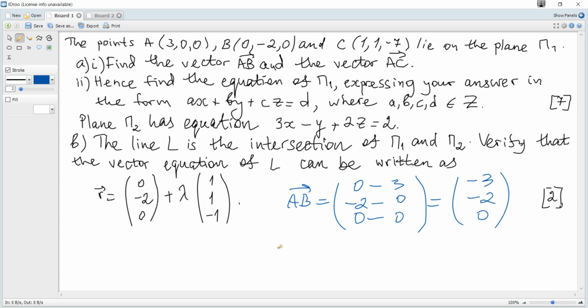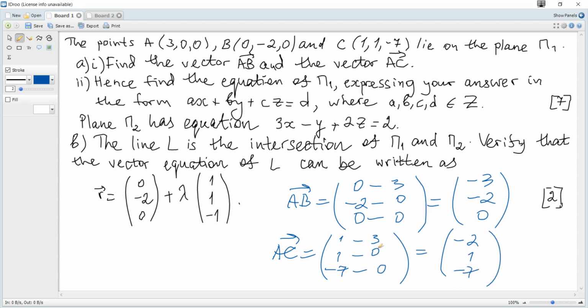Similarly, coordinates of the vector AC are coordinates of point C, (1, 1, -7), minus coordinates of point A, (3, 0, 0), it's (-2, 1, -7). And the next question: hence find the equation of pi1.